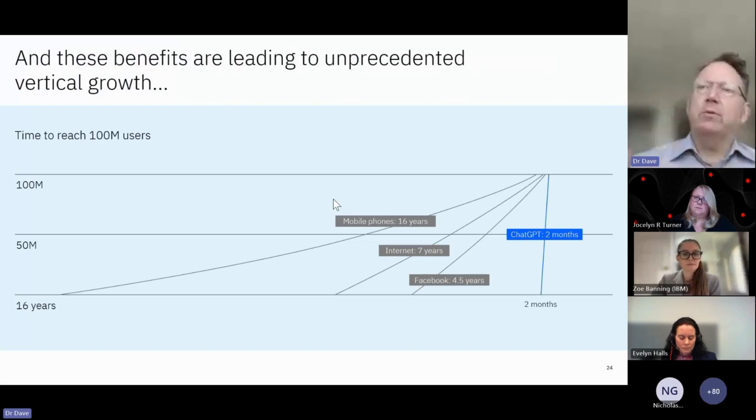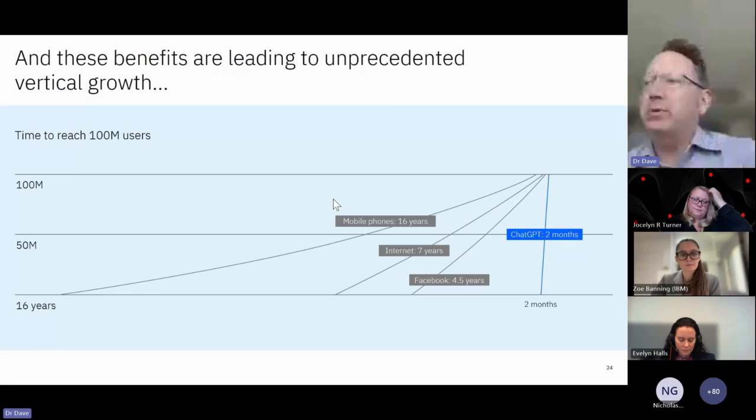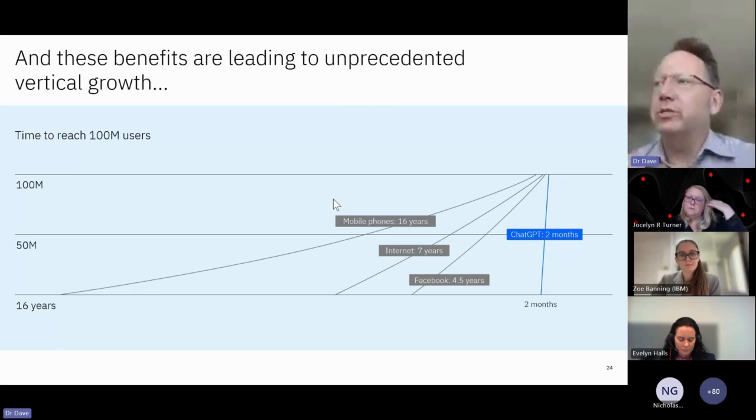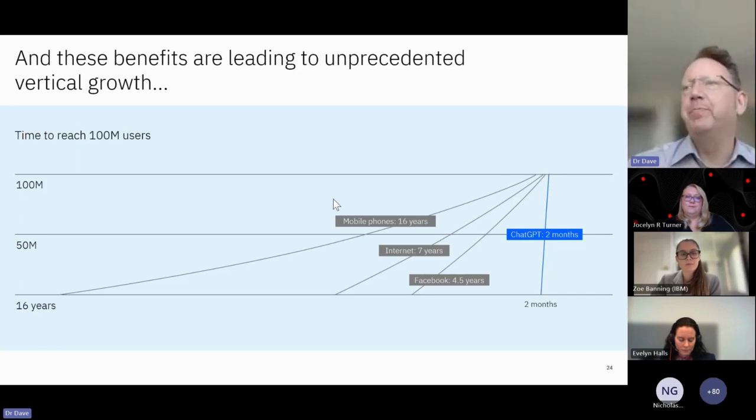However, and this is what we'll talk about a little bit later on, the regulatory environment is rushing to catch up in terms of addressing all the risks and issues associated with the use of generative AI, just because the technology's moved very quickly.